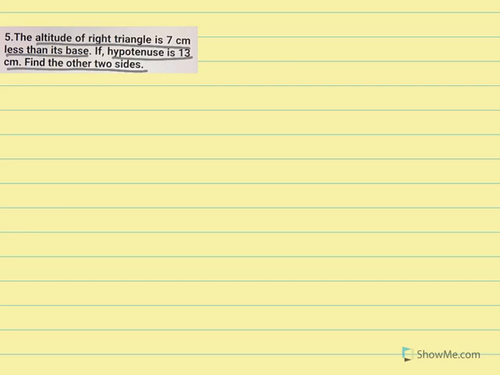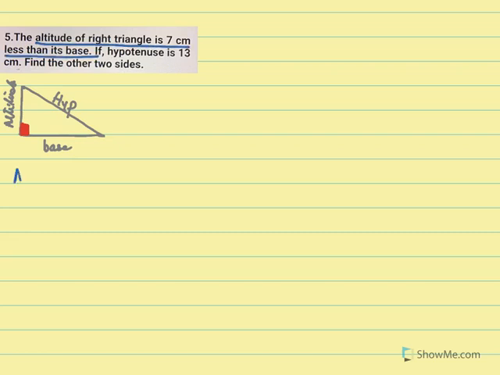So here we are dealing with a right triangle, and in a right triangle, one angle here is 90. For this we call this the base, and we call this the altitude or the height, and this is the hypotenuse. So in this triangle they said the altitude is 7 centimeters less than the base.